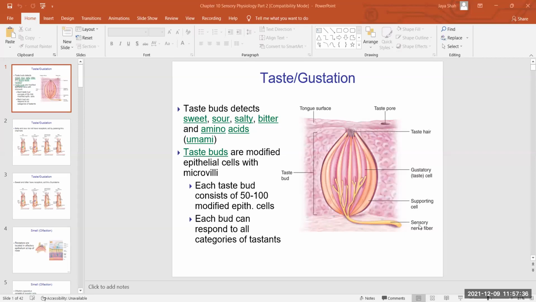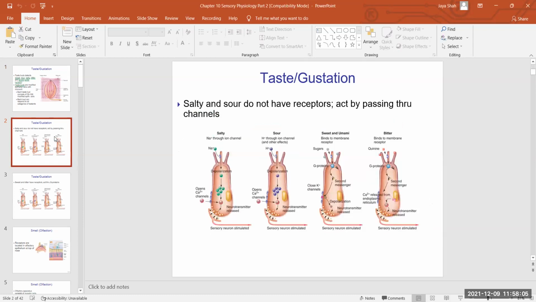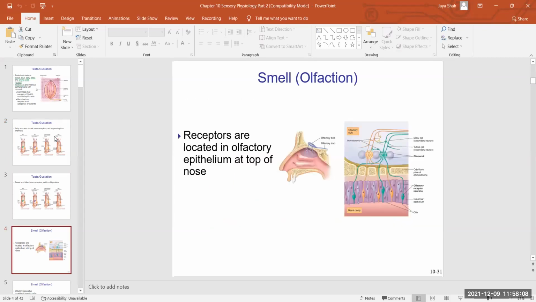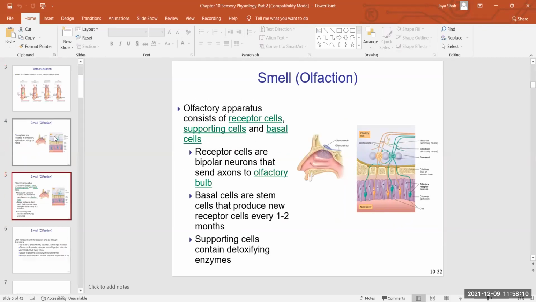Now the special senses. So special senses are all the sense organs in the head region, and we have taste, gustation. So what is the mechanism of each gustation, like sweet, sour, salty, bitter, and umami? How do we perceive these tastes? Okay, the mechanism of perception of these tastes. Similarly, the mechanism of olfaction.